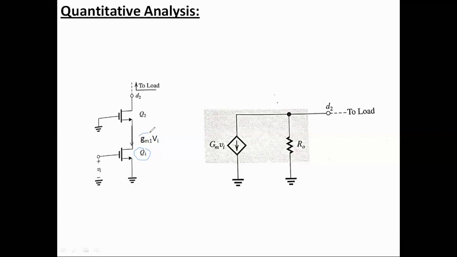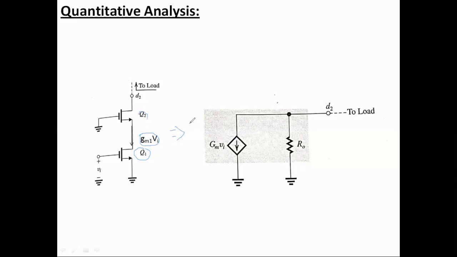That current is gm1 into VI, and this current drives the source of Q2. So the source acts as input and the drain acts as output, so it is a common gate amplifier, so Q2 is the cascode transistor. Now I am going to represent the equivalent circuit of this. Very simple.